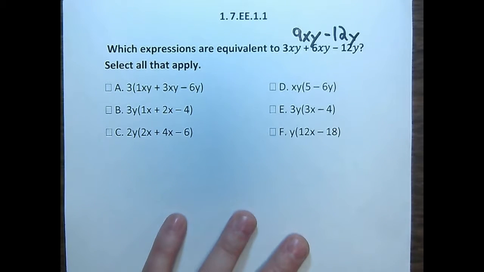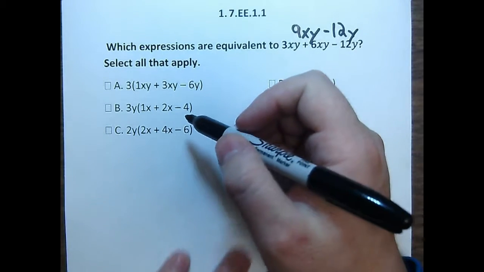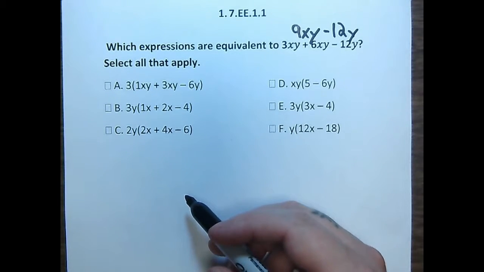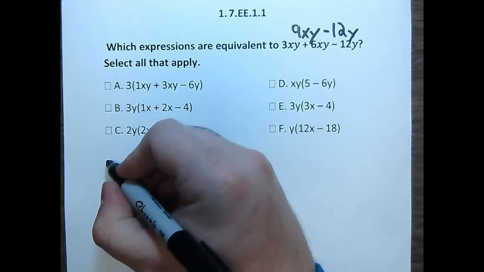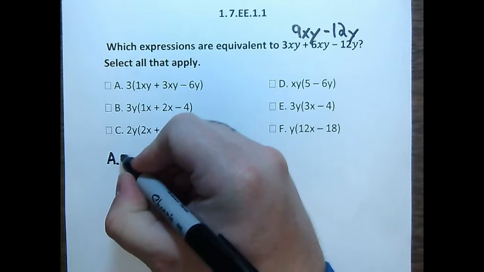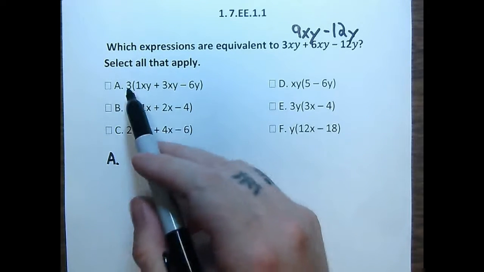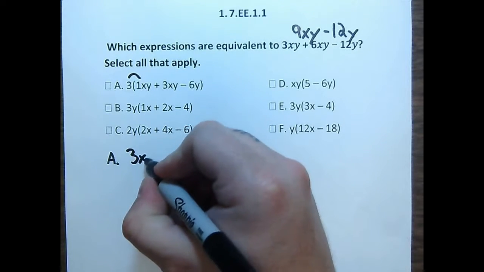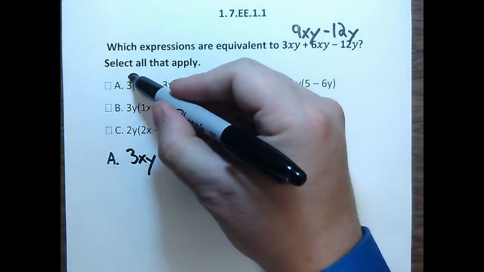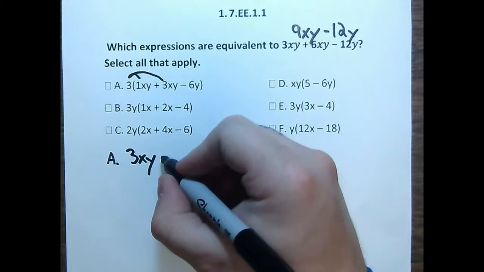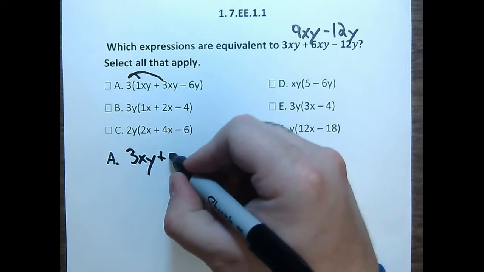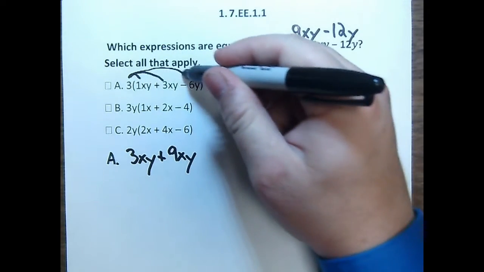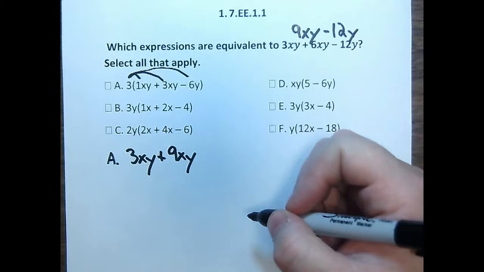So now we need to go ahead and simplify all of these and see if they indeed match. So we'll start here with A. And we know A, we got to distribute, so we distribute this 3 to the 1xy, and that will give us 3xy. And then we distribute the 3 to the 3xy, and that will give us a plus 9xy. And then we also got to distribute it to this negative 6xy.